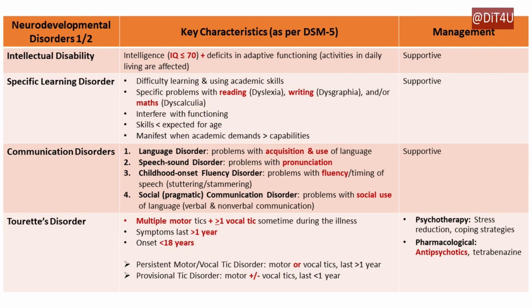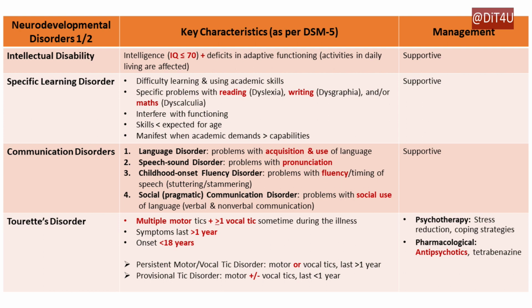Childhood onset fluency disorder, as the name indicates, there is a problem with fluency or timing of the speech. Typically manifests as stuttering or stammering. Social or pragmatic communication disorder, problems with social use of language, such as verbal and non-verbal communication. That is the emotional aspect of language, body language, facial expressions. All those things are difficult for people with social pragmatic communication disorder to handle.